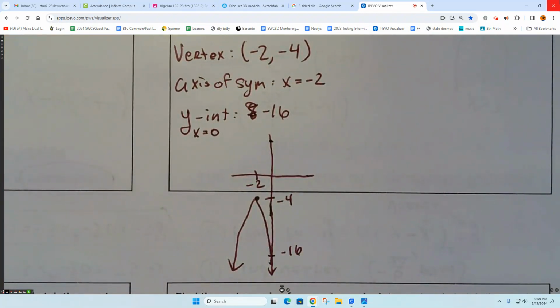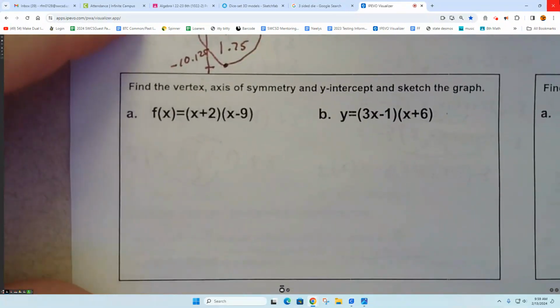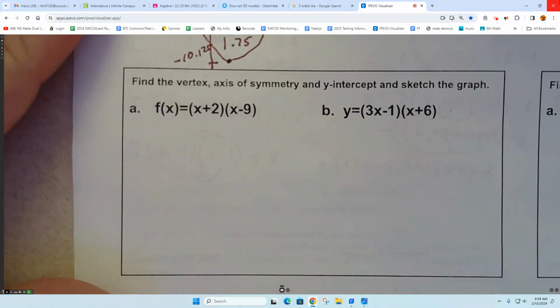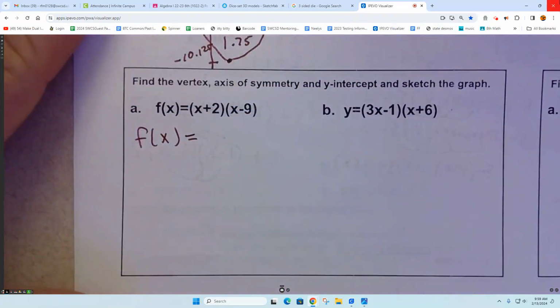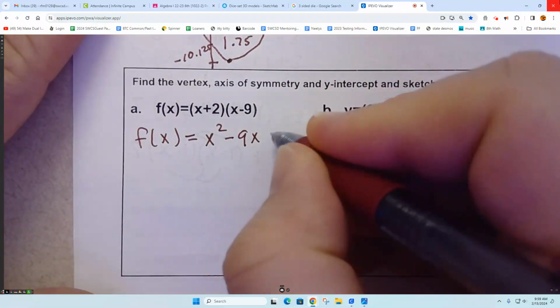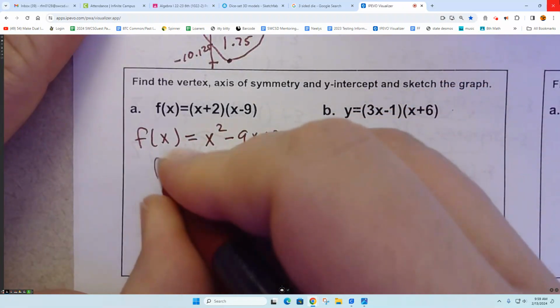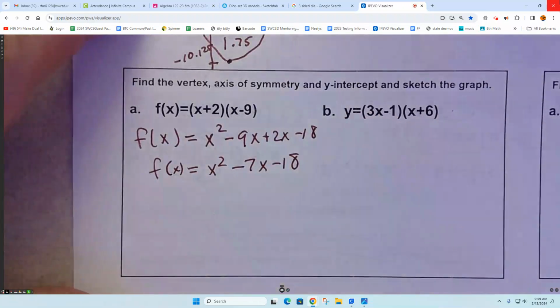Easy peasy strawberry lemonade. Okay. Jumping because of time. Find all this stuff in this form. Do we need to refactor it? I think we need to multiply it out. Yeah. So we're going to go ahead and multiply this out because this is the worst form for figuring that out. We get x squared minus 9x plus 2x minus 18, or x squared minus 7x minus 18.